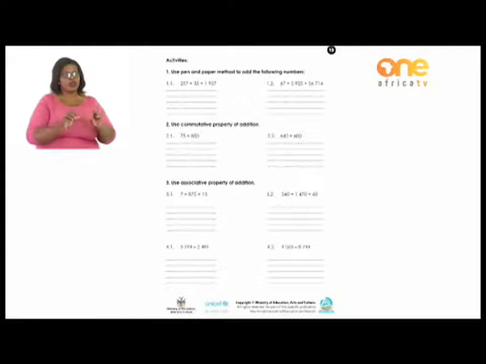And 4.1, these two nice minus sums. 5,794 minus 2,481. And 4.2, 9,065 minus 8,744. So guys, do this activity. I really hope that you will enjoy it. And then on the last page of our book, here you will find our memo.